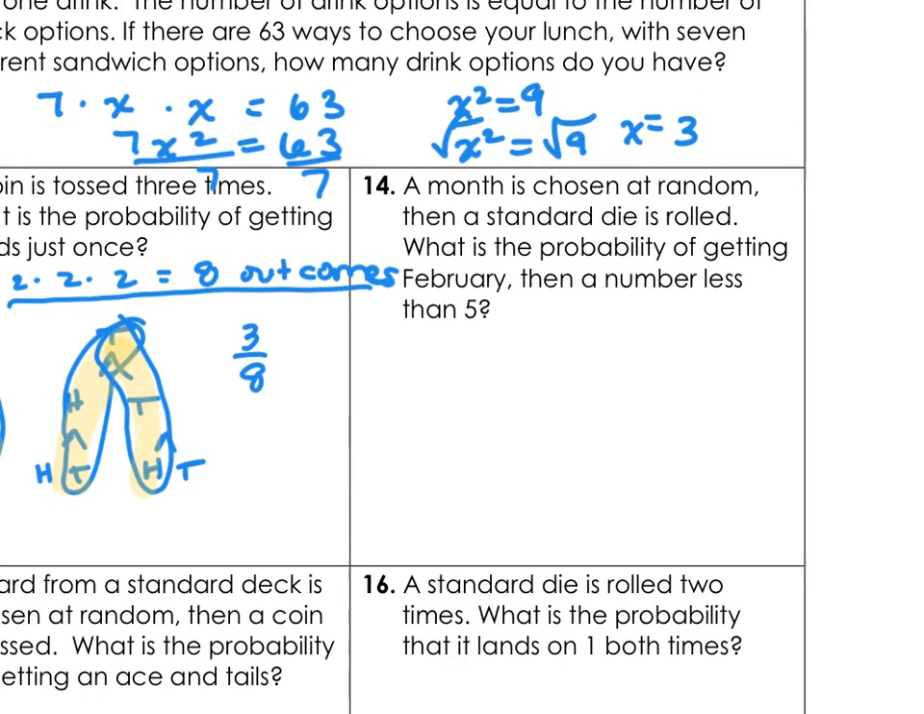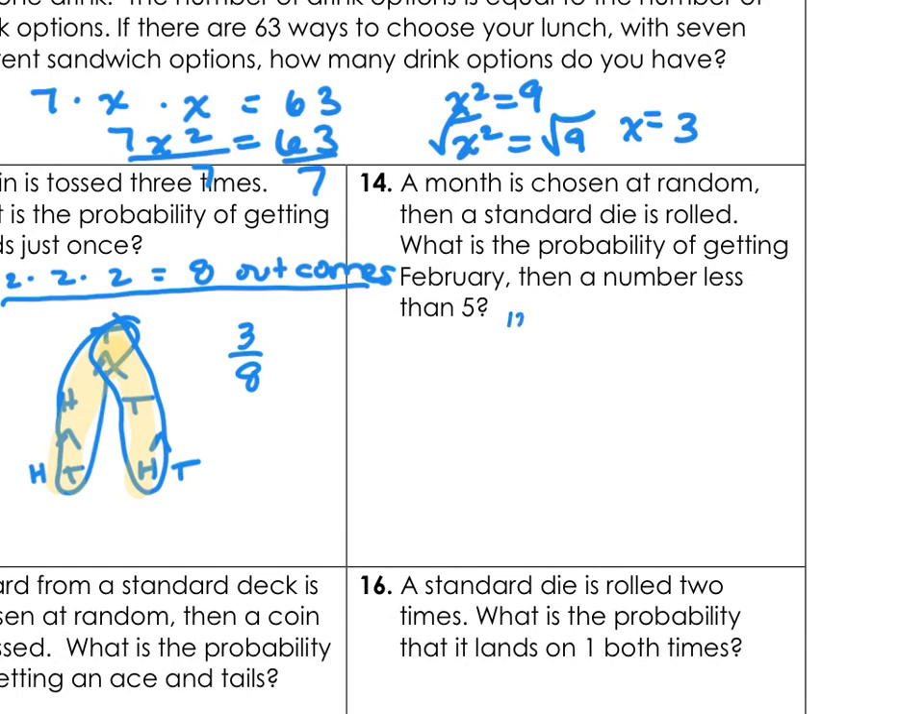All right, number 14. A month is chosen at random, then a standard die is rolled. What is the probability of getting February, then a number less than 5? Okay, so I've got 12 months times 6. So I'm going to get at least 72 outcomes.